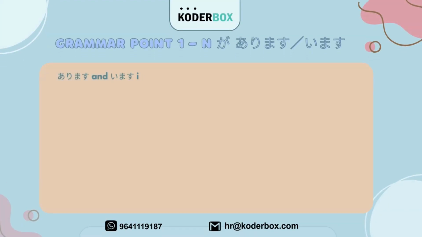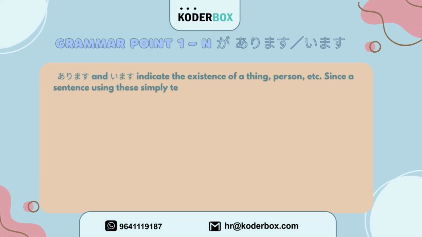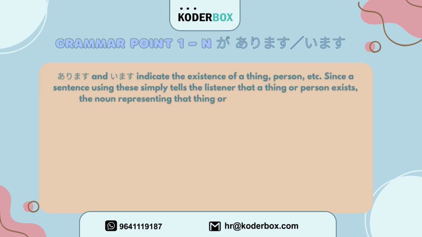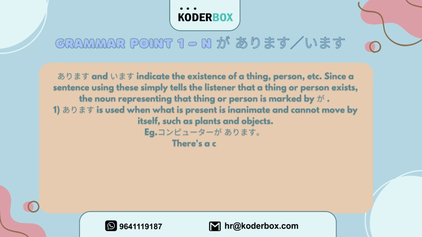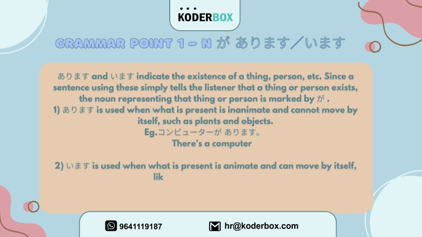Grammar point 1. Noun ga arimasu, imasu. Arimasu and imasu indicate the existence of a person, thing, etc. Since a sentence using these simply tells the listener that a thing or person exists, the noun representing that thing or person is marked by ga. First, arimasu is used when what is present is inanimate and cannot move by itself, such as plants and objects. Example, computer ga arimasu. There's a computer.